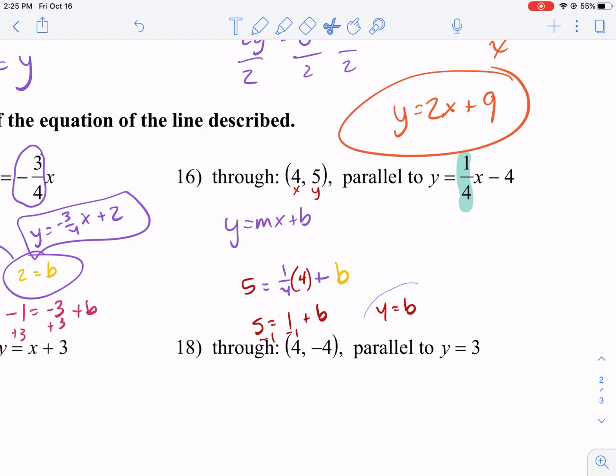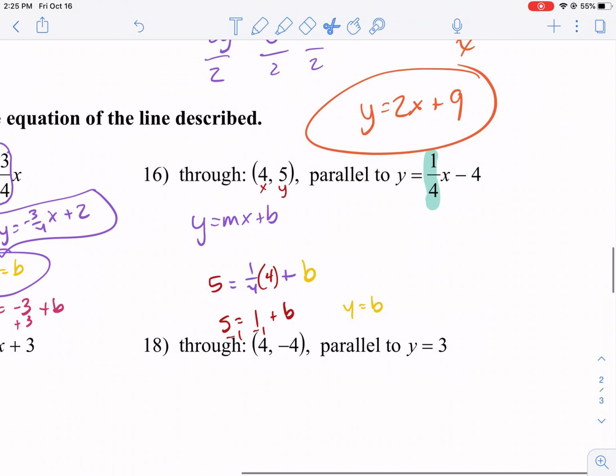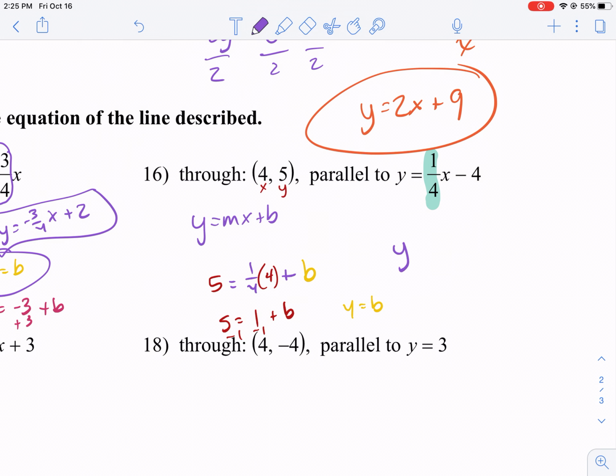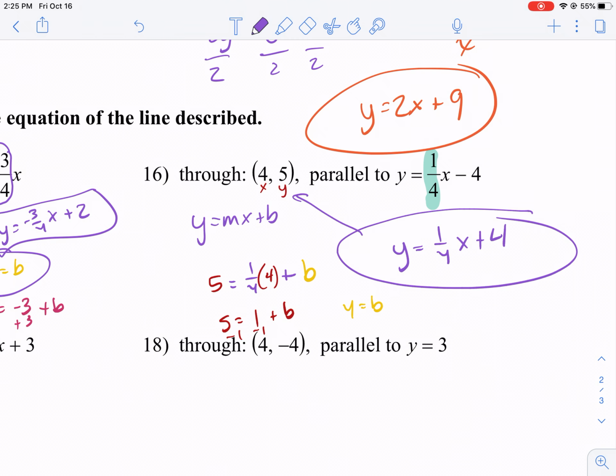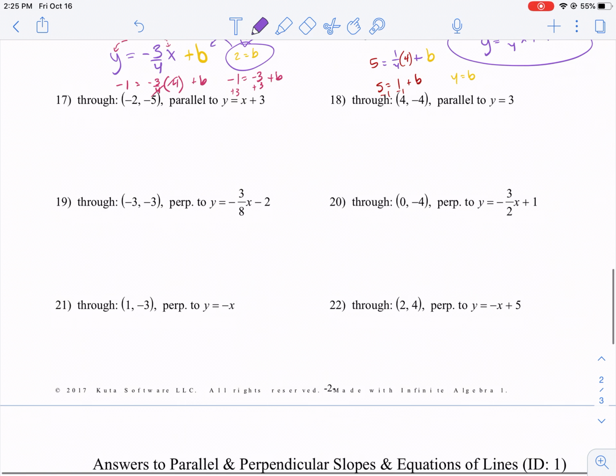So b is my y-intercept. Okay, now I'm not done. You need to put it all together. So we write y equals 1 over 4x plus 4, and that is my equation of the line that goes through that point.